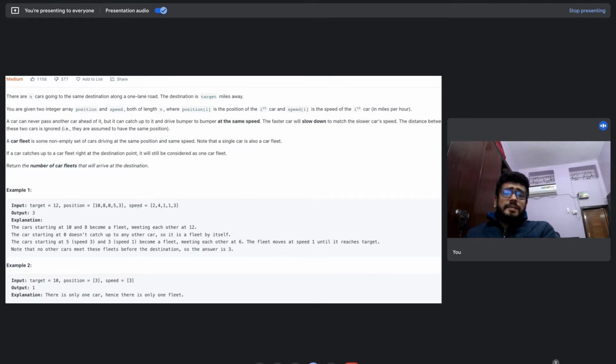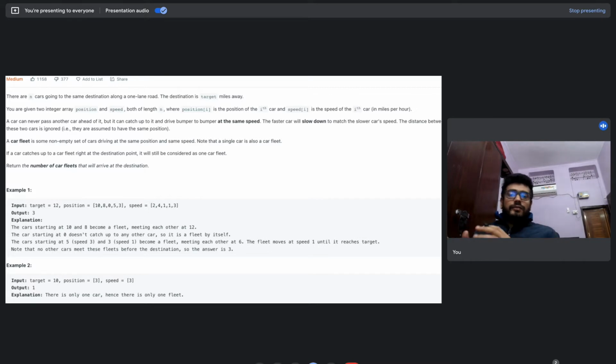Now it might just happen that there is a car A which is running with a speed 1, and then there is a car B which is behind A and it is running with a speed 5. So it might just happen that even before A reaches the target, the car B might collide with the car A. In this case, both these cars are going to act as one big car. We call them a car fleet, and they are going to move with a single speed which will be equivalent to the speed of the slower car.